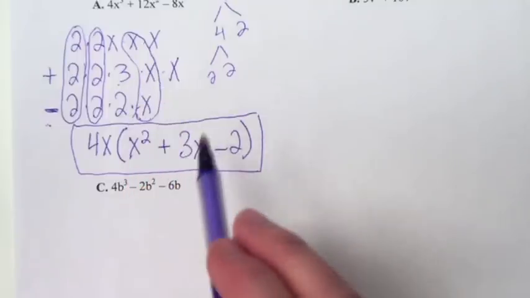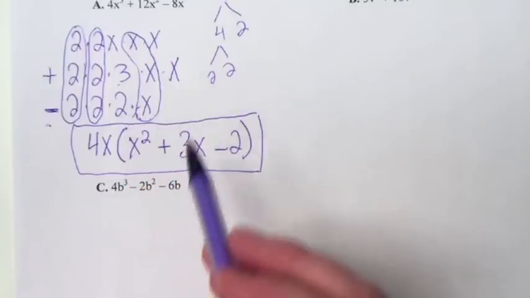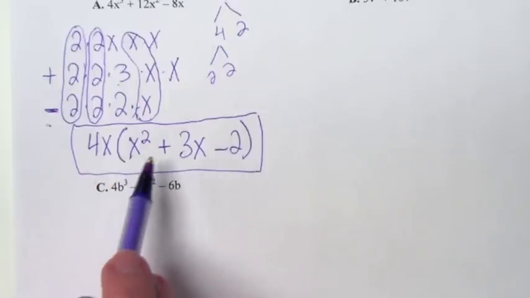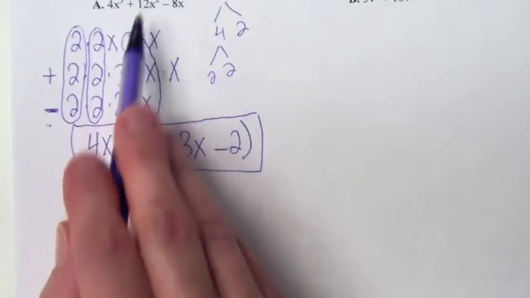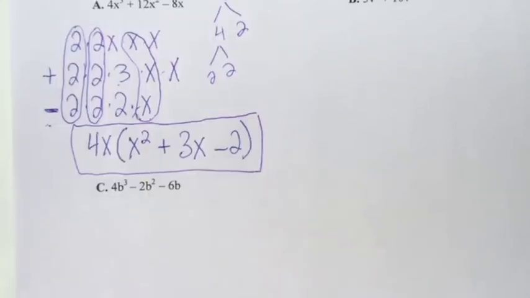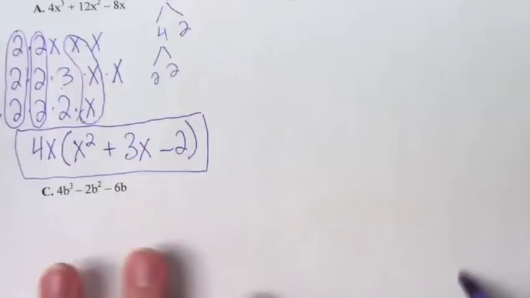This is going backwards from what we did in yesterday's video. If we were to multiply this out like we did in yesterday's video, we would get this answer back. So we're kind of just going backwards from yesterday's assignment. So now let's look at letter B.